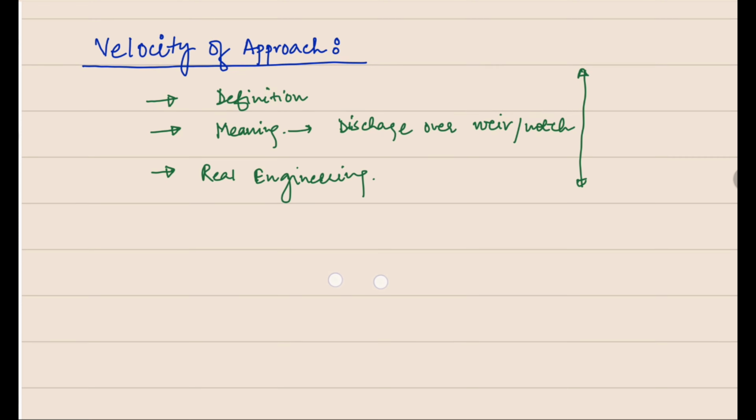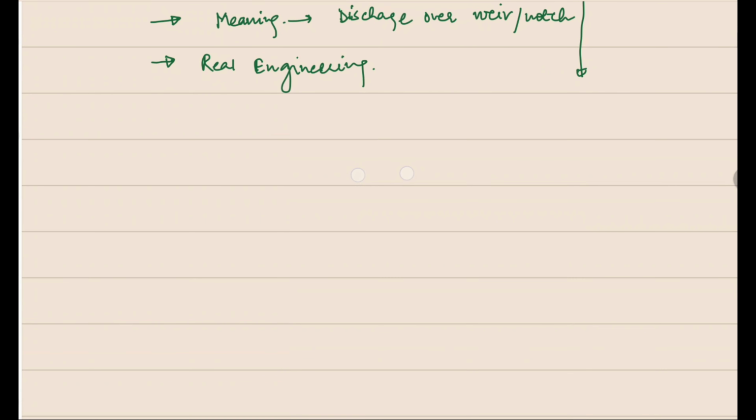So let's start with the definition. The velocity of approach can be defined as the velocity with which the water approaches or reaches the weir or notch before it flows over it.